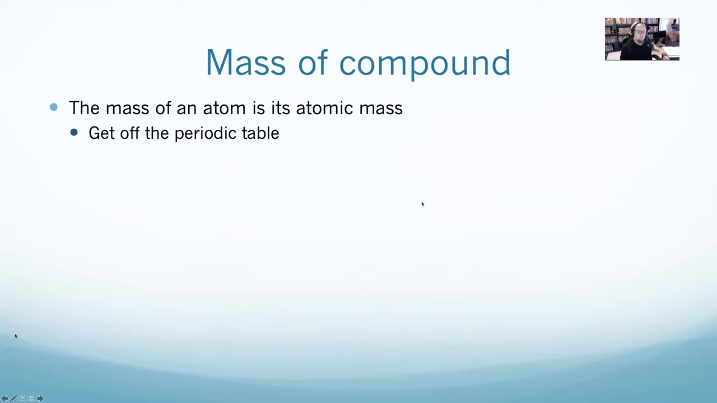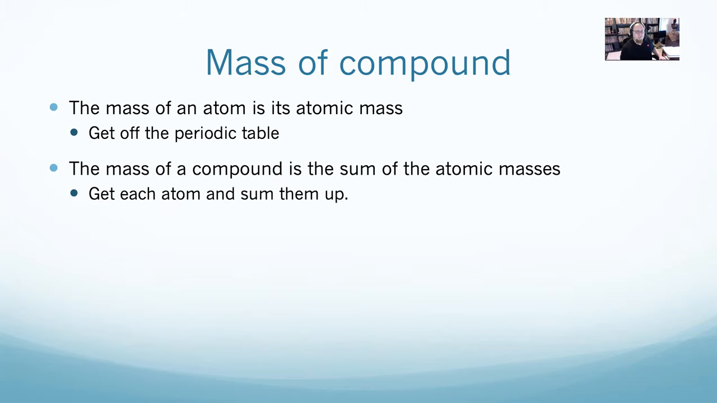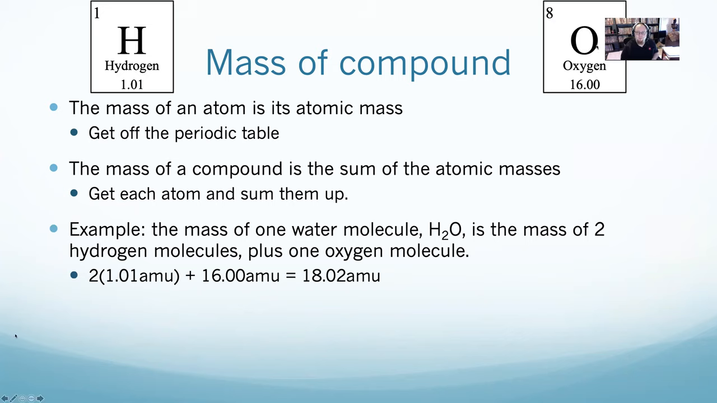We can actually use, if we have the formula for something, we can also find the mass of a compound. You see, the mass of a compound is a bunch of atoms bonded together. And the mass of a compound would just be the sum of the elements that make it up. Take, for example, water. Water is H2O. Water is two hydrogens and one oxygen.